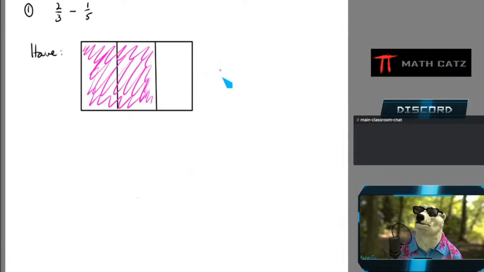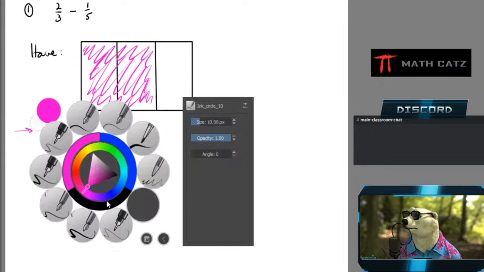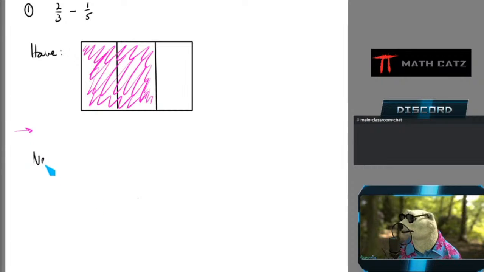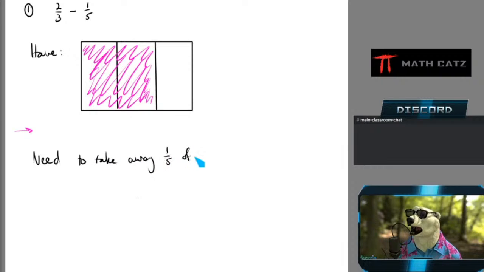So let's leave some space over here. Let's leave a line. Switch to black definitely. And then say we need to take away 1/5 of a whole rectangle. The problem is, compared to what I see and what I have, I don't know how much to remove. I know I need to remove something. I don't know what to remove.